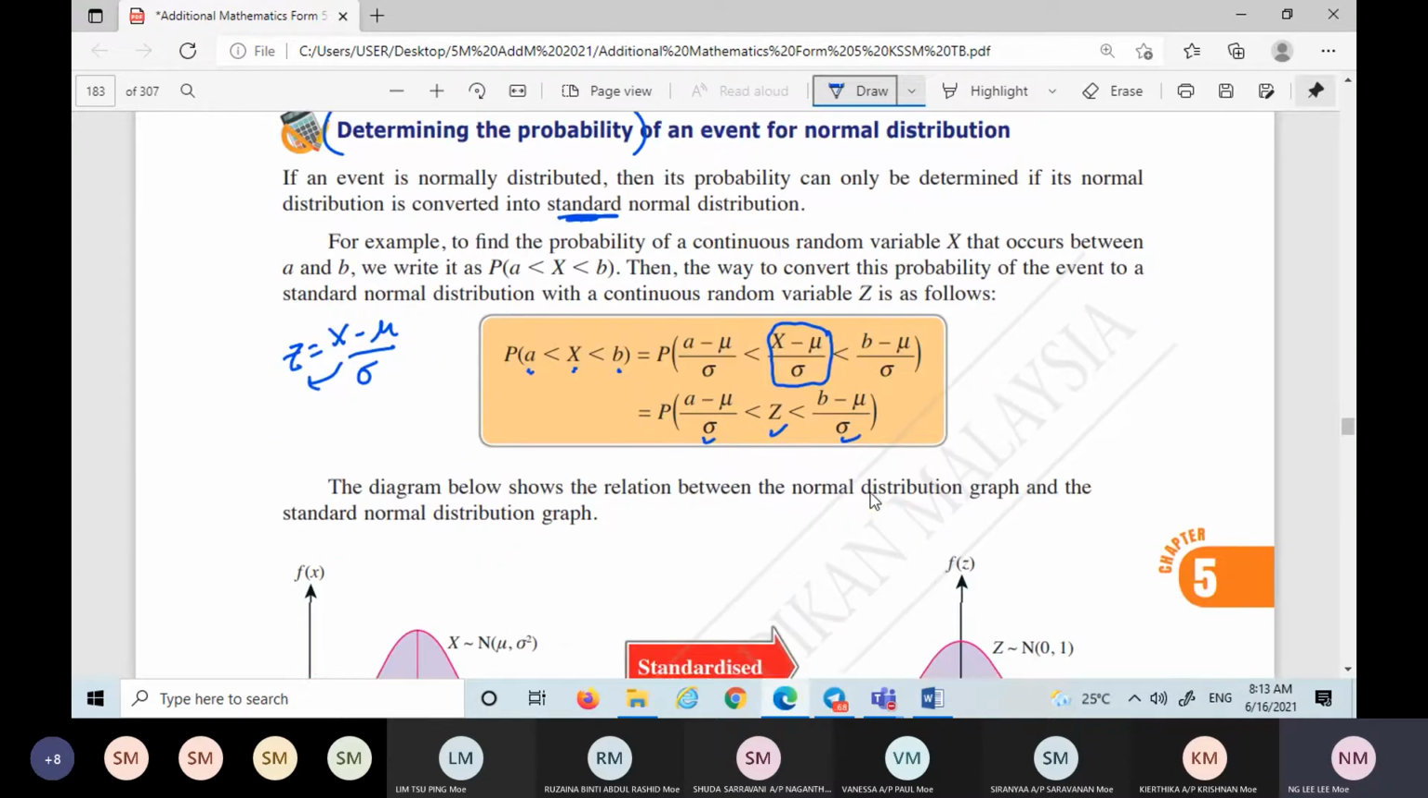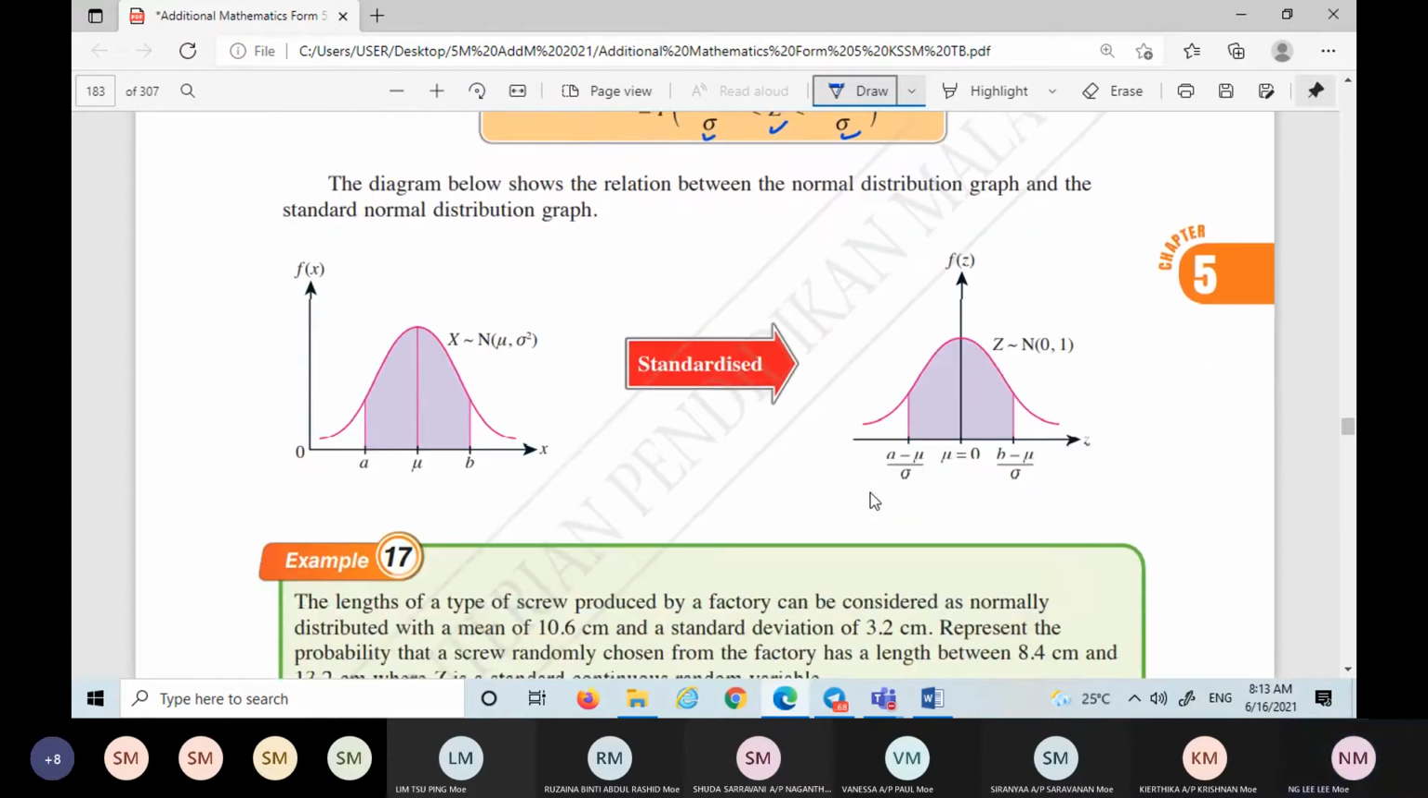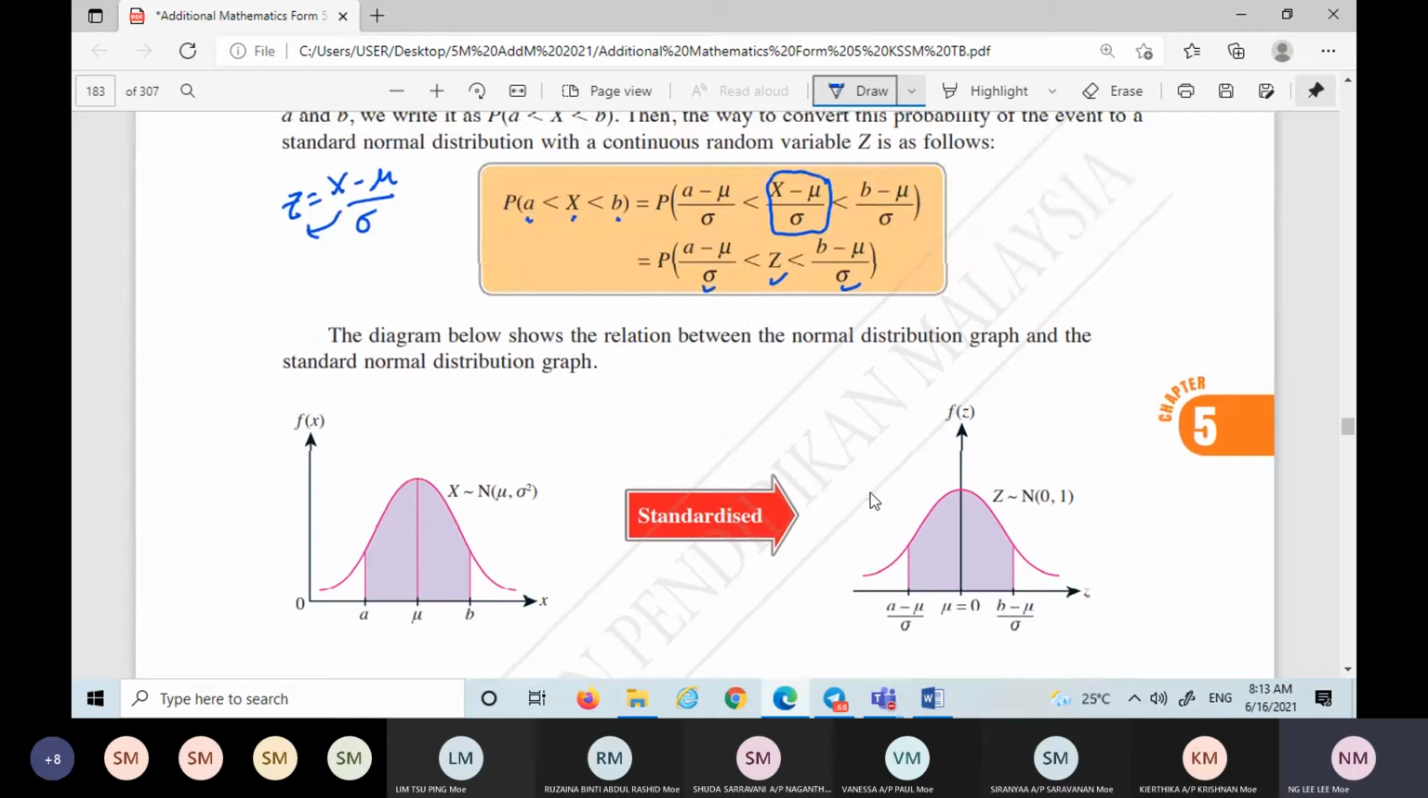So we see this. This one you learned already. If finding the probability means what? You are finding the area under the curve from A to B. Here is the A and here is the B. It means you are finding this area. When you say you want to find the probability, it means you are finding the area under the curve from X equal to A to X equal to B. After standardizing it, this is a standard normal distribution graph.